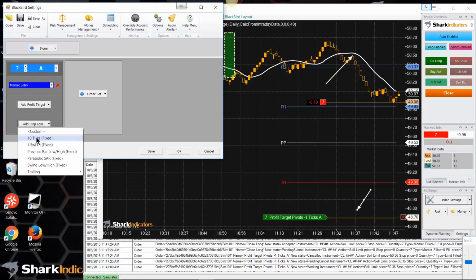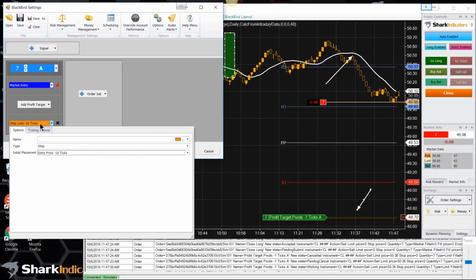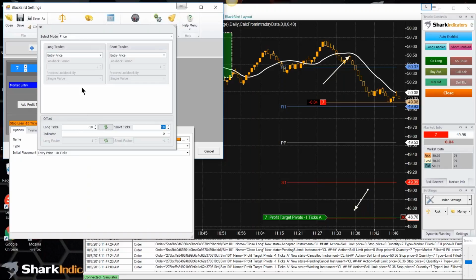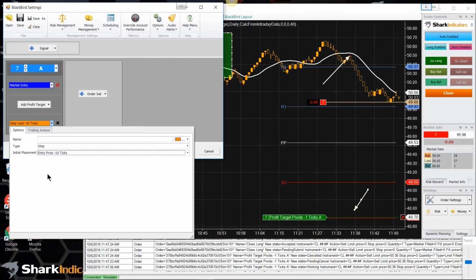So again, a simple 10 tick stop loss. We have an initial placement at our entry price minus 10 ticks. That's simply what a simple stop loss is. So you can see for our offset, our long side is -10 ticks, and it's set from our entry price right there. Pretty simple for a simple stop loss.